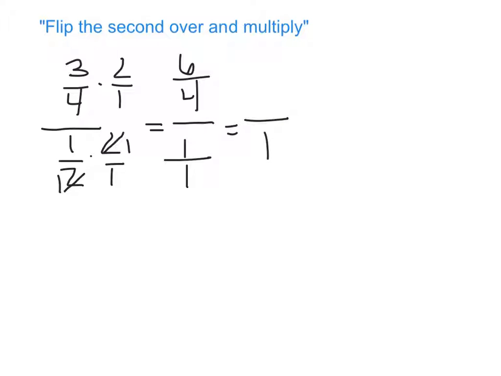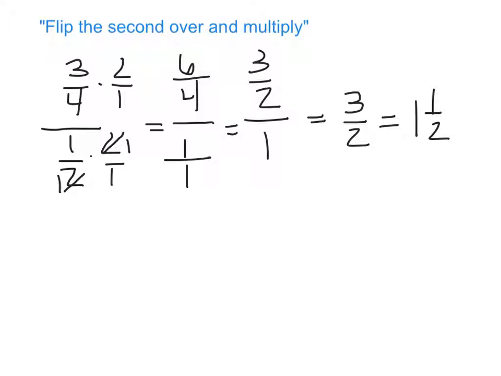And my numerator, 6/4, would simplify to 3/2. Well, I know that anything over 1 will just be what's in the numerator, so this complex fraction would simplify to 3/2, which as a mixed number is 1 1/2.